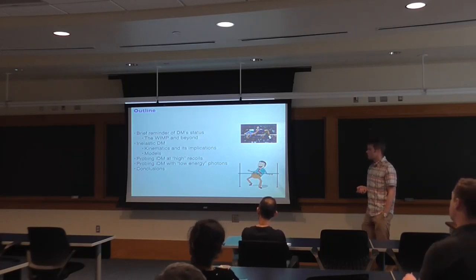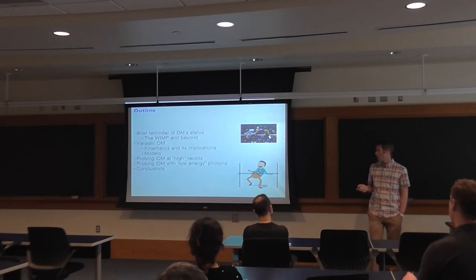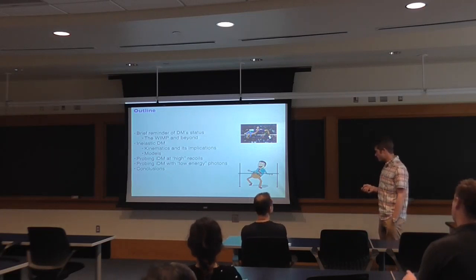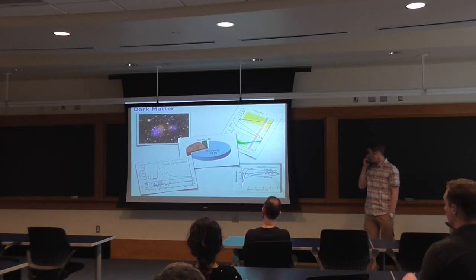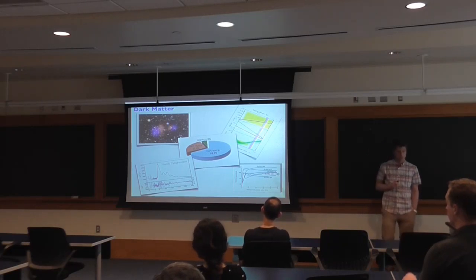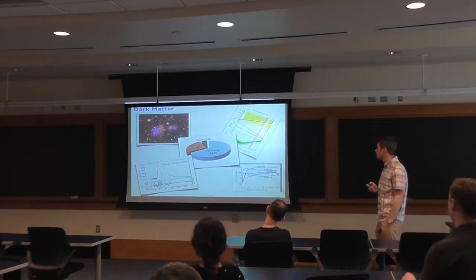I'll take a short aside, because I am a theorist and I have to, into model land. I'll try to make it brief. And then I will talk, as I said, about the high jump approach and the limbo approach for looking for these inelastic models. Okay, so here in one transparency is everything we sort of know to date about dark matter.